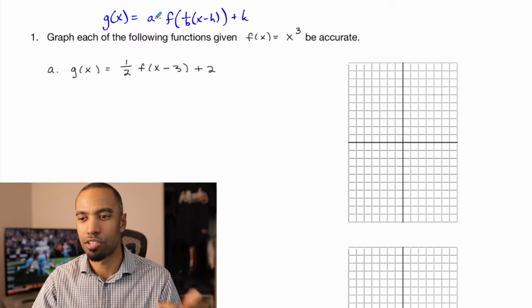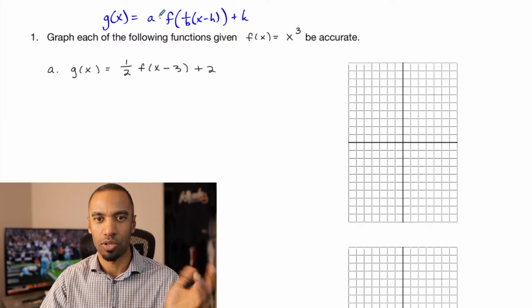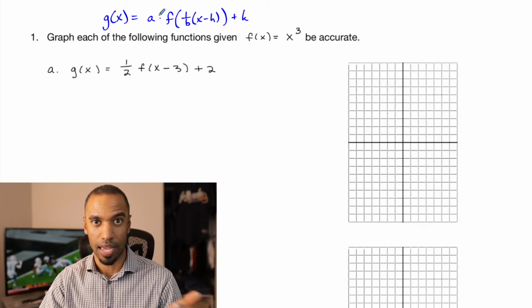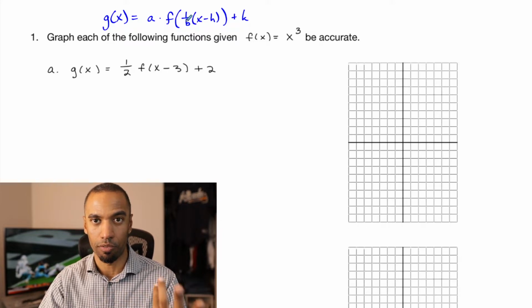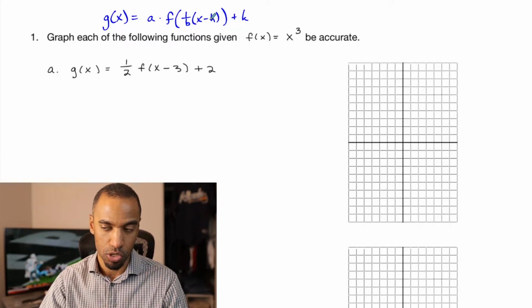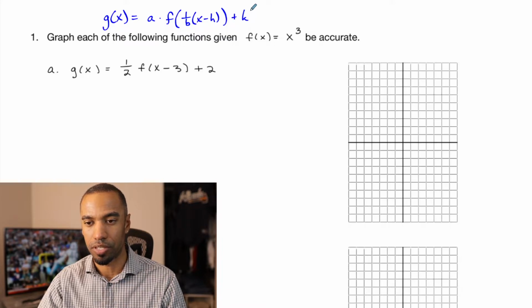All right, we know that a is a vertical stretch and compression factor as well as a reflector. You can reflect over the x-axis with this. b is a horizontal stretch or compression factor, or you can reflect over the y-axis. h is a horizontal translation. k is a vertical translation.